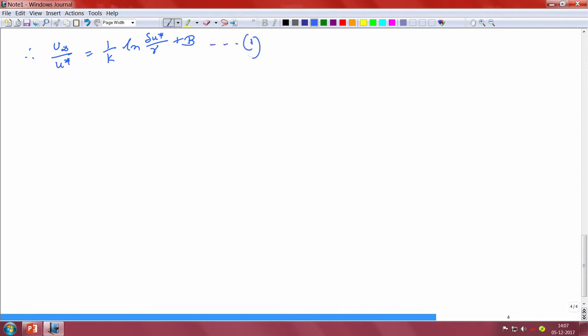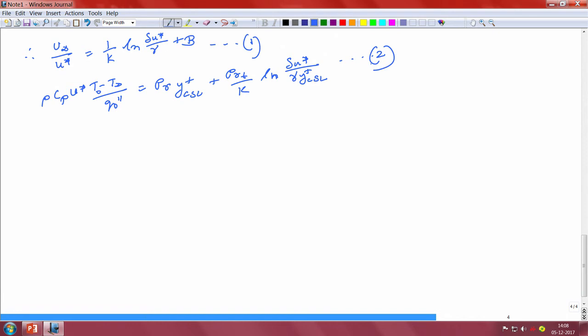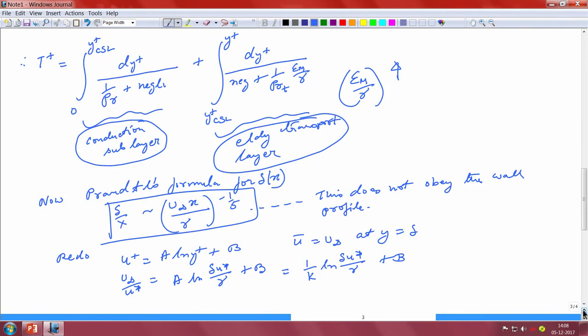So, we have this expression as your 1, you have rho Cp u star (T naught minus T infinity) by Q naught square. This is the other expression: C_SL plus Prandtl number T by K ln delta u star divided by gamma y plus C_SL, right. So, this is your expression 2. Okay. So, these are the two equations that you get just by substituting. So, what we have done is basically you get the two temperature profiles, right. You get the two temperature profiles over here when you actually integrate, like if you look at it here, the conduction sub layer, the total temperature profile, right.